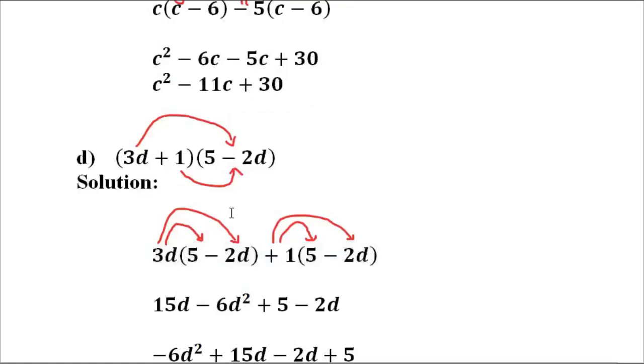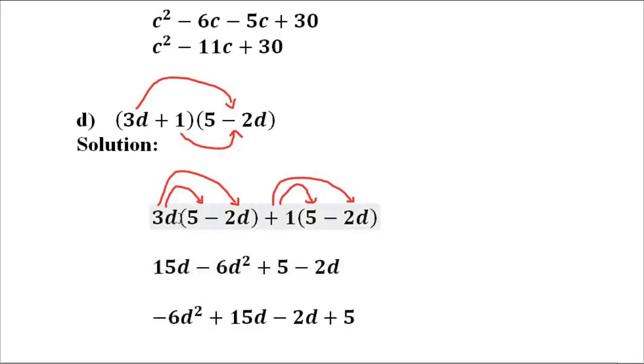Now, moving on to number 4, we have (positive 3d positive 1) times (positive 5 negative 2d). By applying the distributive property, we can multiply the terms in the first parentheses, positive 3d positive 1, by the terms in the second parentheses, positive 5 negative 2d. We have positive 3d times positive 5 negative 2d, positive 1 times positive 5 negative 2d.